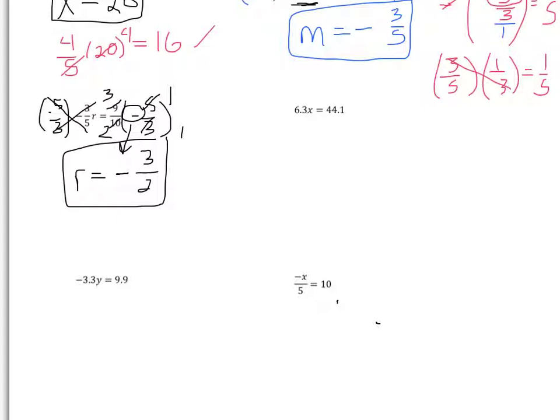So to check the answer, we're going to plug this back in. Negative 3/5 times negative 3/2 equals 9/10. Negative times negative is a positive. 3 times 3 is 9. 2 times 5 is 10.